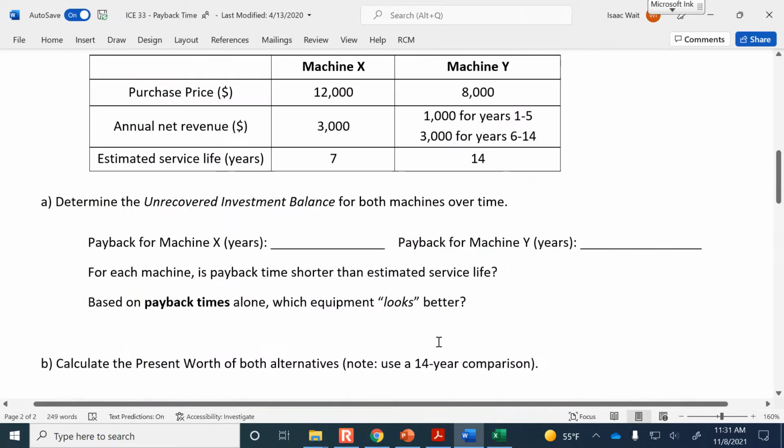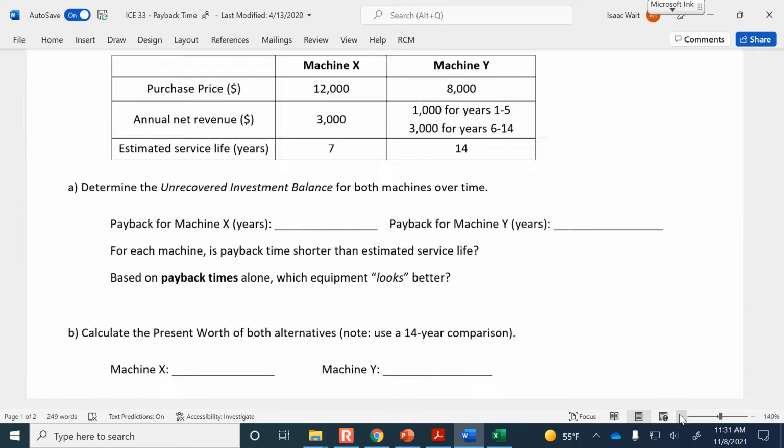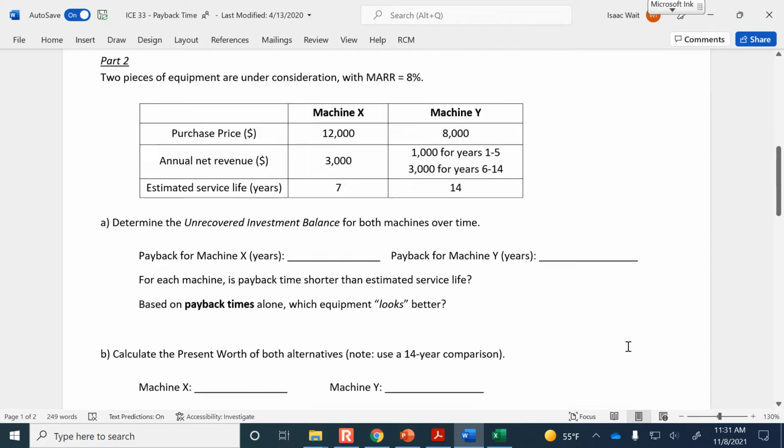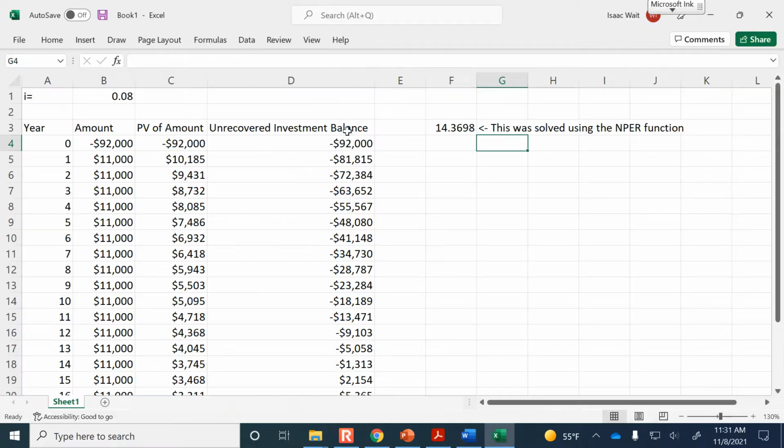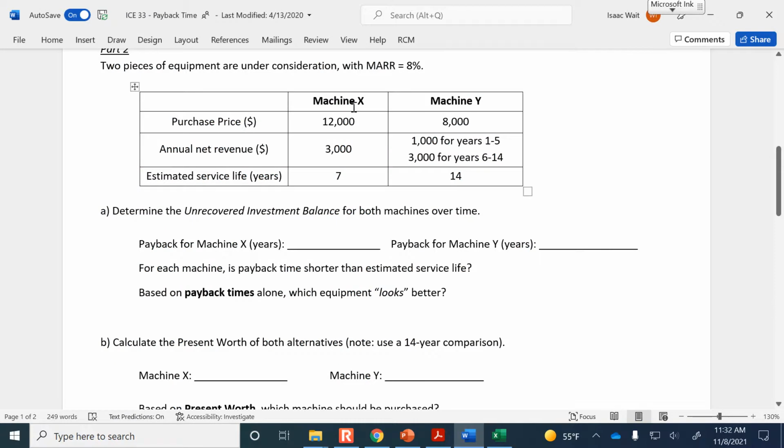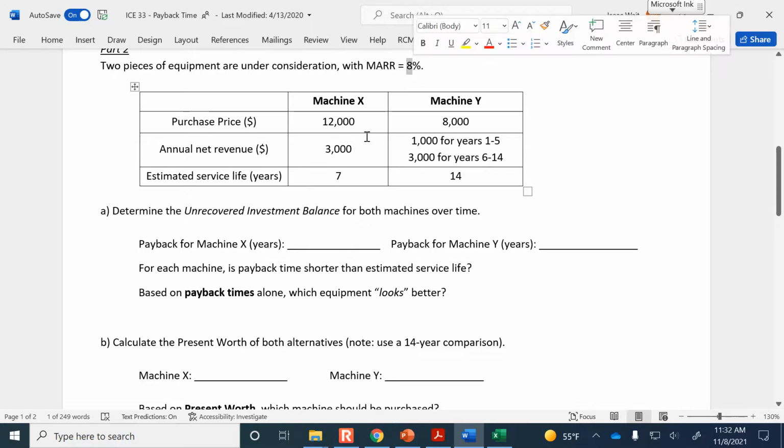All right, so I want you to get a little more practice. In part 2, you're comparing two pieces of equipment. So do the unrecovered investment balance. So same as I've just done here. Do one for machine X and one for machine Y. And you don't need to change the interest rate. That's still 8%.